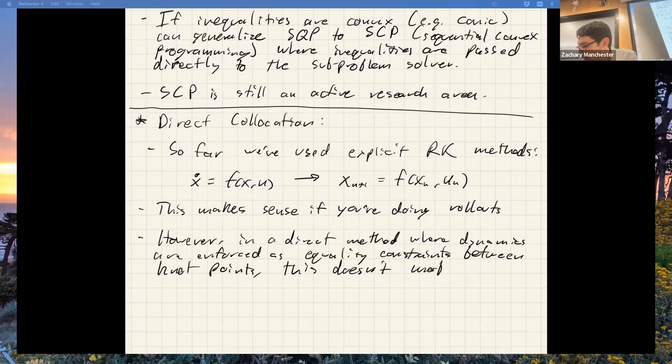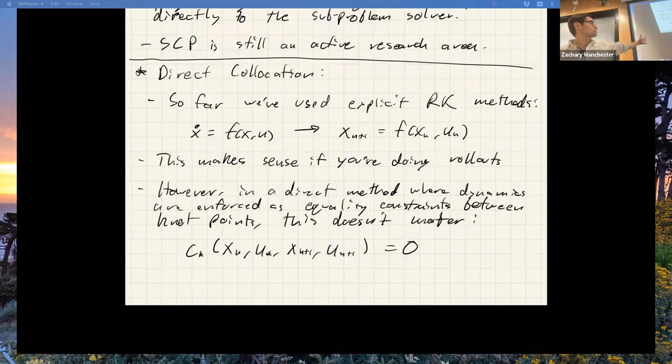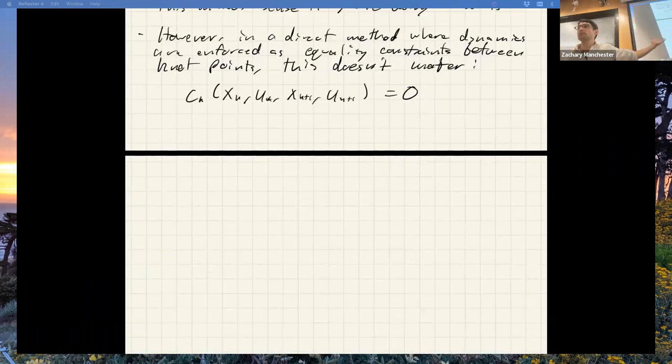Here's what it looks like in the collocation case. We've got, say, a constraint c_k between x_k, u_k, x_{k+1}, and u_{k+1} in general, equal to zero. That's it, and that can be nonlinear, whatever. Because of that, it's no different if I use explicit RK4, say, or some kind of implicit integrator. And we talked a little bit about implicit integrators earlier in the class. So we're going to talk through the classic Hermite-Simpson kind of setup here.